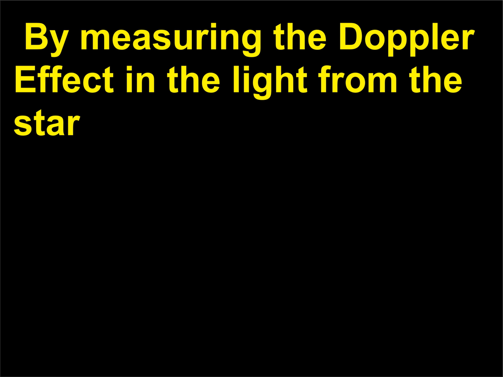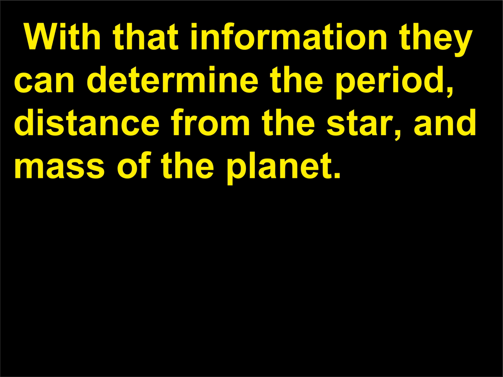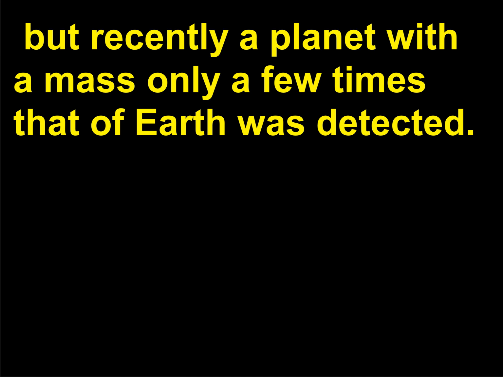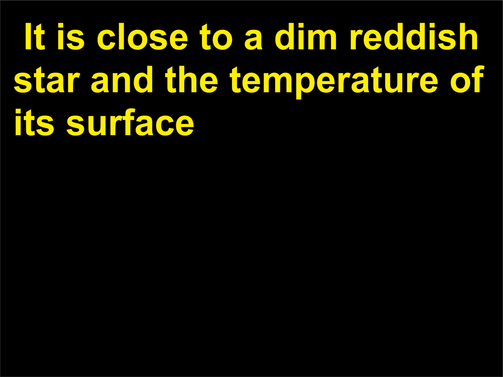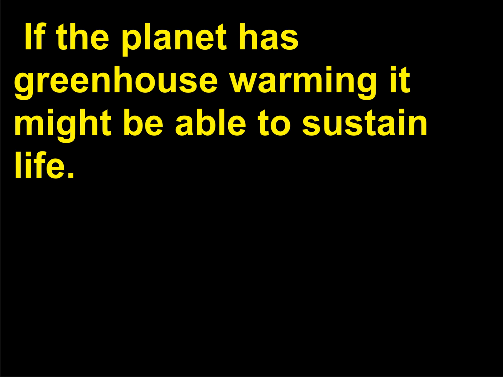By measuring the Doppler effect in the light from the star, they can find its velocity and how it changes over time. With that information they can determine the period, distance from the star, and mass of the planet. Most discoveries have been of extremely massive planets. But recently a planet with a mass only a few times that of Earth was detected. It is close to a dim reddish star and the temperature of its surface is estimated to be tens of degrees below the freezing point of water. If the planet has greenhouse warming, it might be able to sustain life.